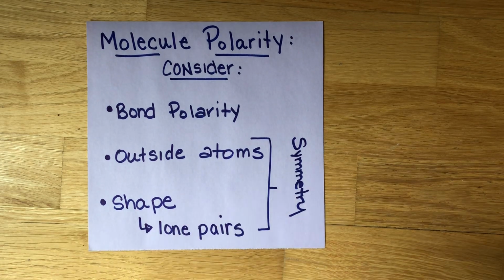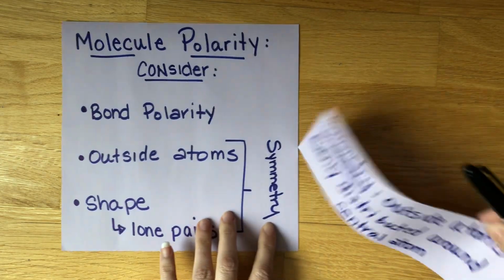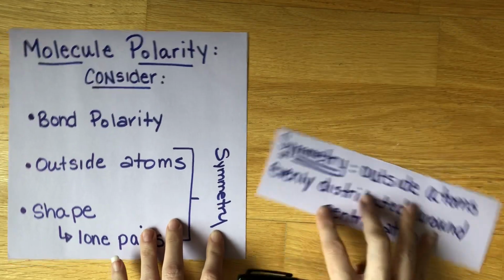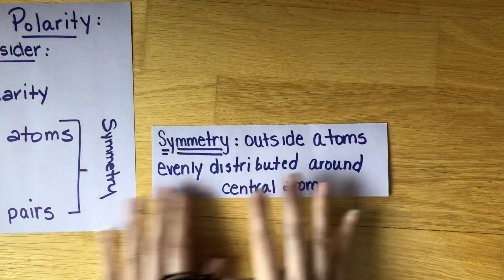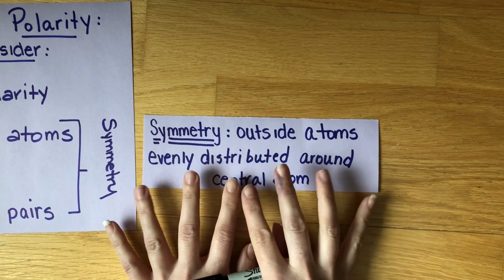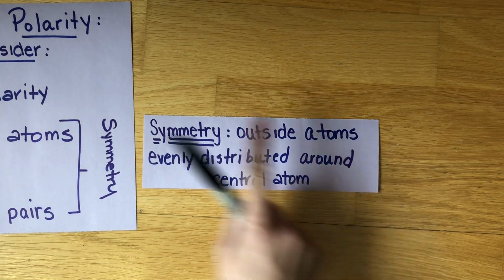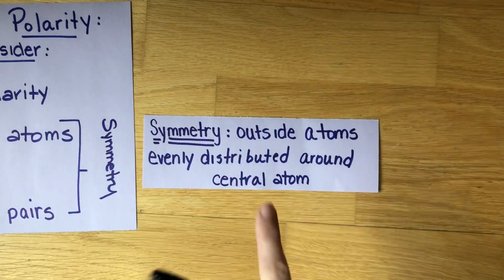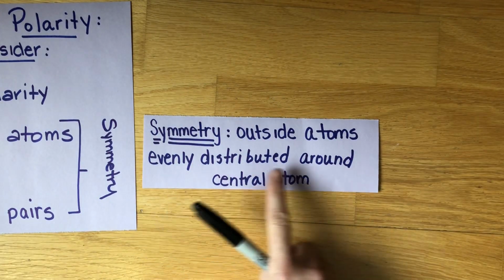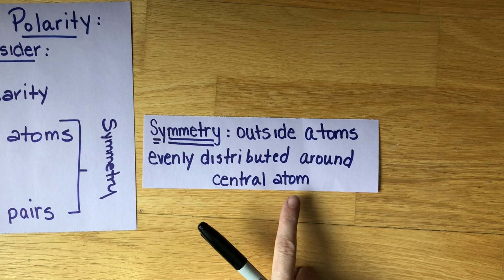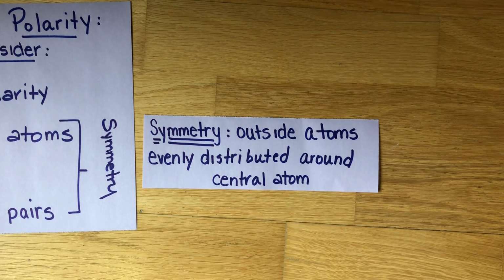So let's first start with, what does this word symmetry mean? You probably have heard about it in math class. Symmetry is, for our purposes, the easiest way to think about it is when your outside atoms, right, the atoms that are surrounding the center atom, are evenly distributed around that central atom. Evenly distributed.